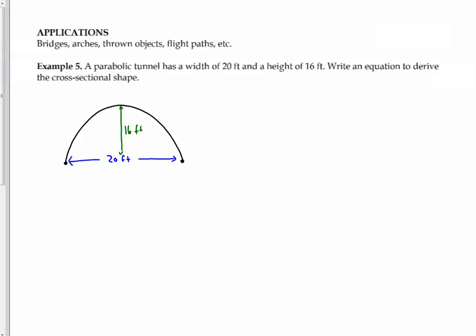We used to have a tunnel like this in Edmonton. They used to call it the rat hole. I don't know why they called it the rat hole. And they got rid of it.